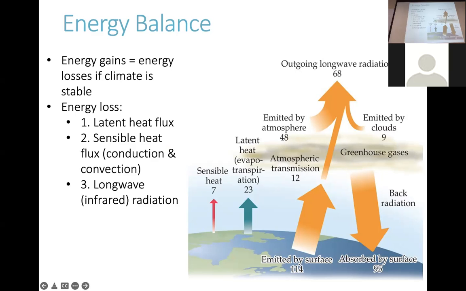There's three ways that heat is generally lost. So the first is latent heat flux. Latent just means basically evaporation. So evapotranspiration, so evaporation from the surface as well as evaporation from plants. So we lose heat just by the evaporation of water. That's latent heat flux. There's also sensible heat flux, which sounds weird, but it's just conduction and convection leaving the surface. So that would be winds moving heat away from the surface or organisms releasing heat themselves.